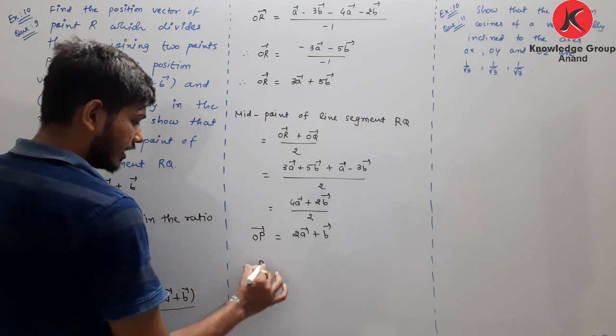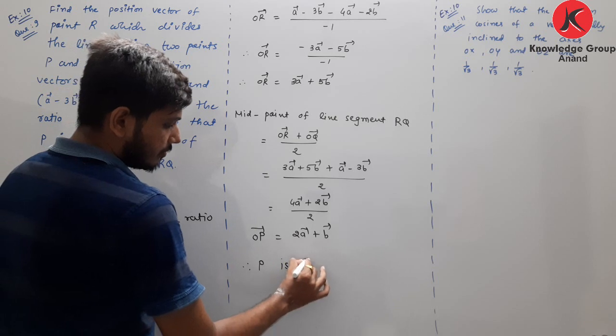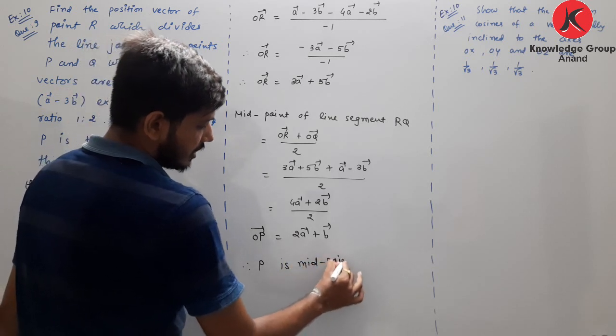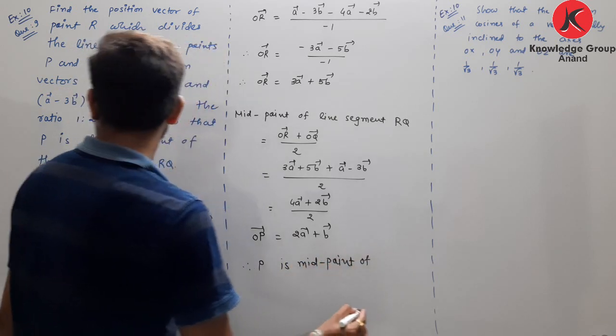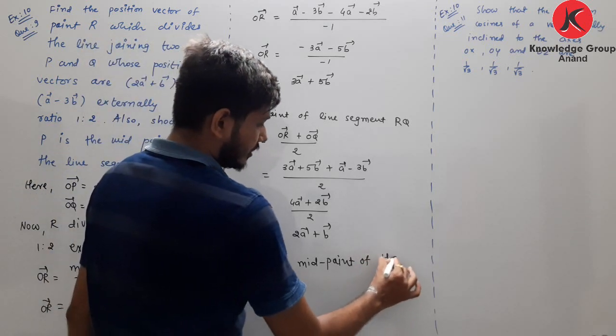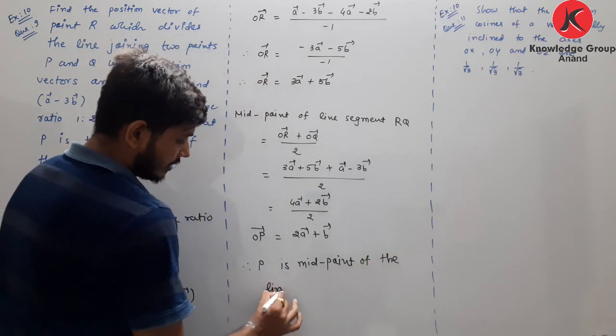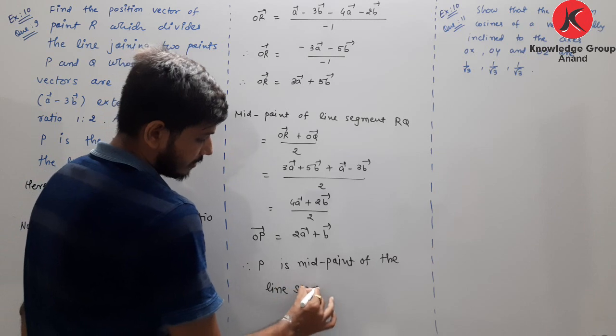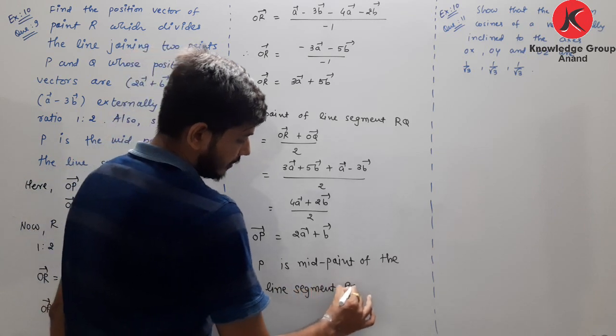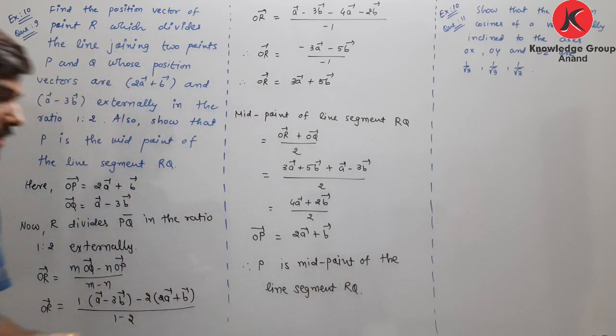Therefore, we can say that P is the midpoint of the line segment RQ. Clear? P is the midpoint of line segment RQ. So it is easier to prove. It is from the miscellaneous exercise, but it is not difficult. Now we are going to discuss the next question.